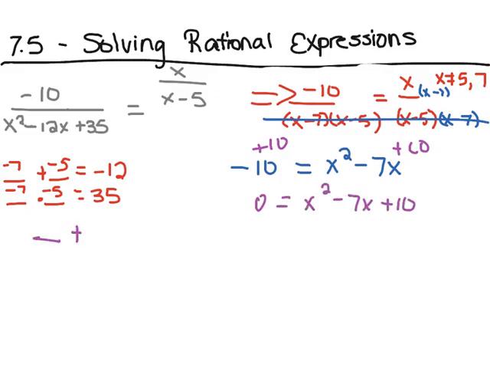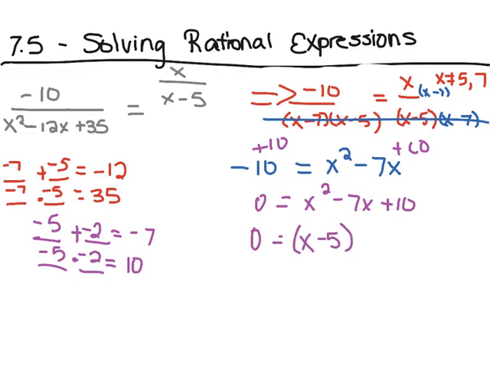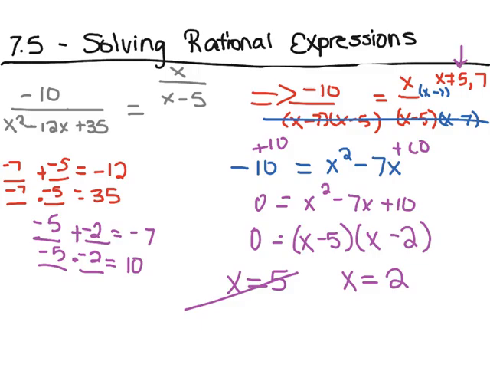We need two numbers that add up to negative 7 and multiply out to get positive 10. They should be negative 5 and negative 2. So 0 is equal to (x minus 5)(x minus 2). So x can either equal 5 or x can equal positive 2. Because 5 is one of our non-permissible values, this one does not work. So our answer is x equals 2.